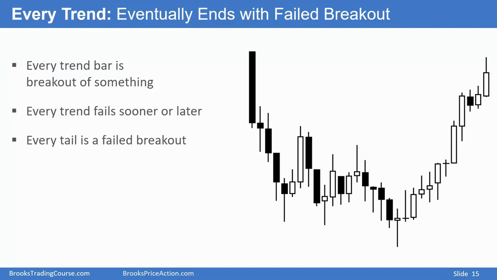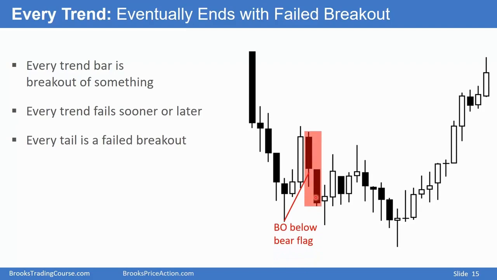I think it's important to realize that every trend eventually ends with some kind of a failed breakout. Remember, every trend bar is a breakout of something, and every trend fails sooner or later. And every tail is a failed breakout. The market tried to go one way, and it reversed before the bar finished.